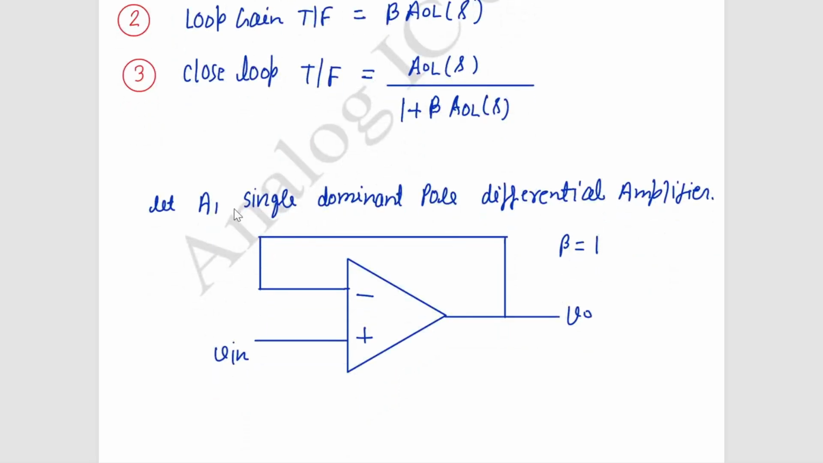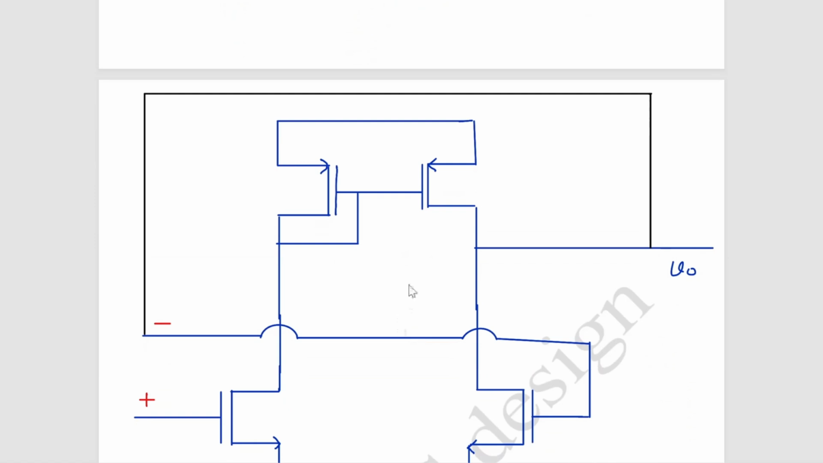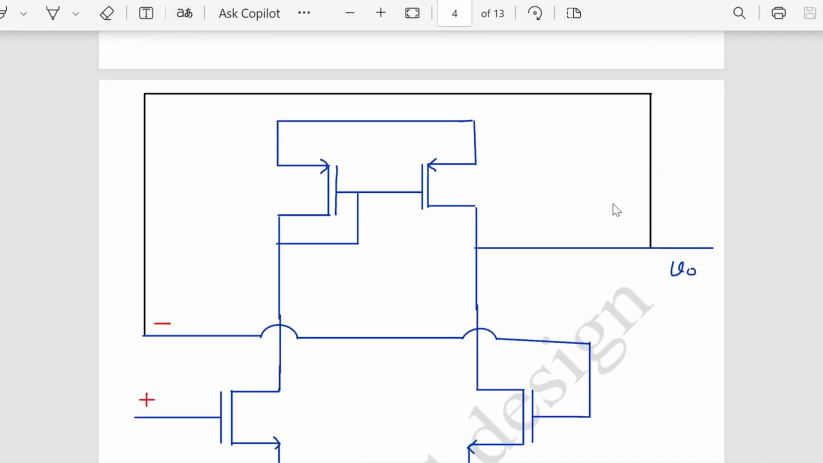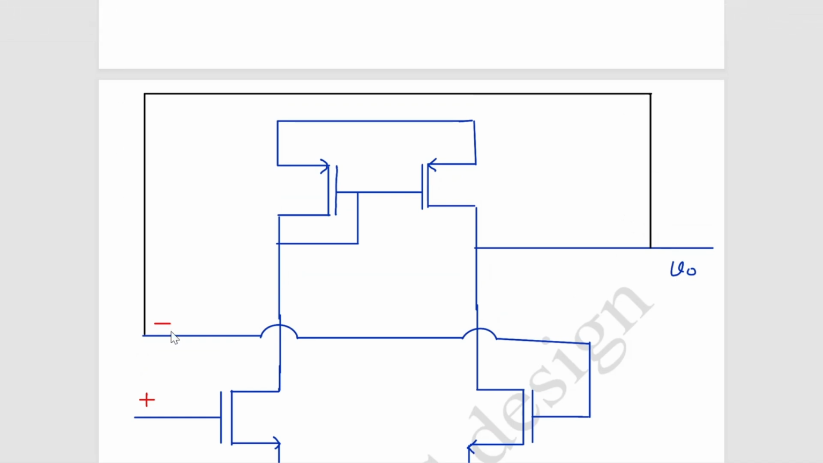So we will examine for beta equal to 1, because that is the worst case for stability. Let the open loop function be a single pole dominant differential amplifier. So here beta equals 1. How will we represent this? Suppose this is a single pole dominant differential amplifier. So I have made one. This is the differential amplifier. I have taken this output and fed it back to the input at the negative terminal.